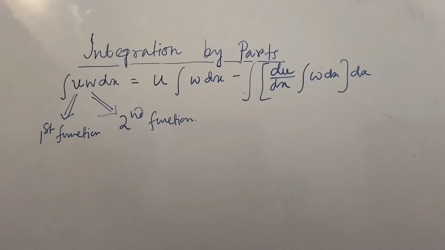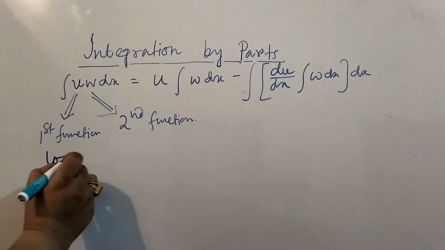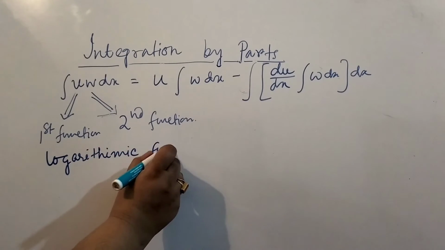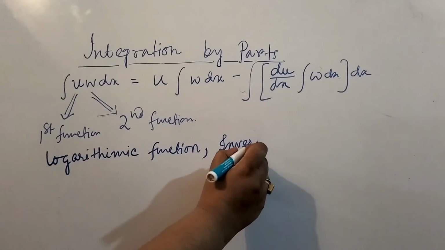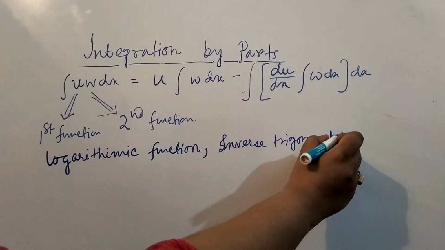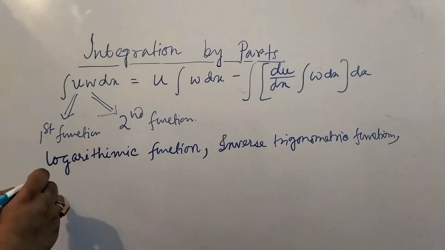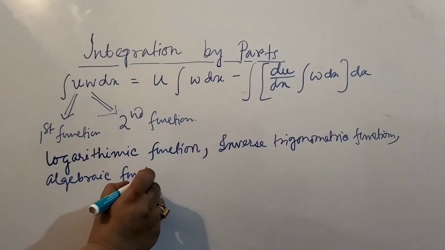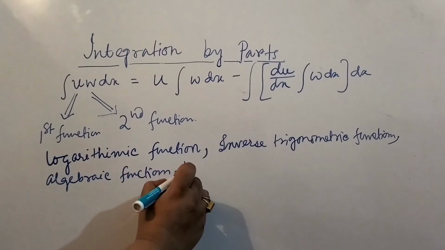So let's see that list of functions. First of all, logarithmic function. This is the first function of the list. Secondly, we get inverse trigonometric function. Thirdly, we get algebraic function. In the fourth position, we get trigonometric function.